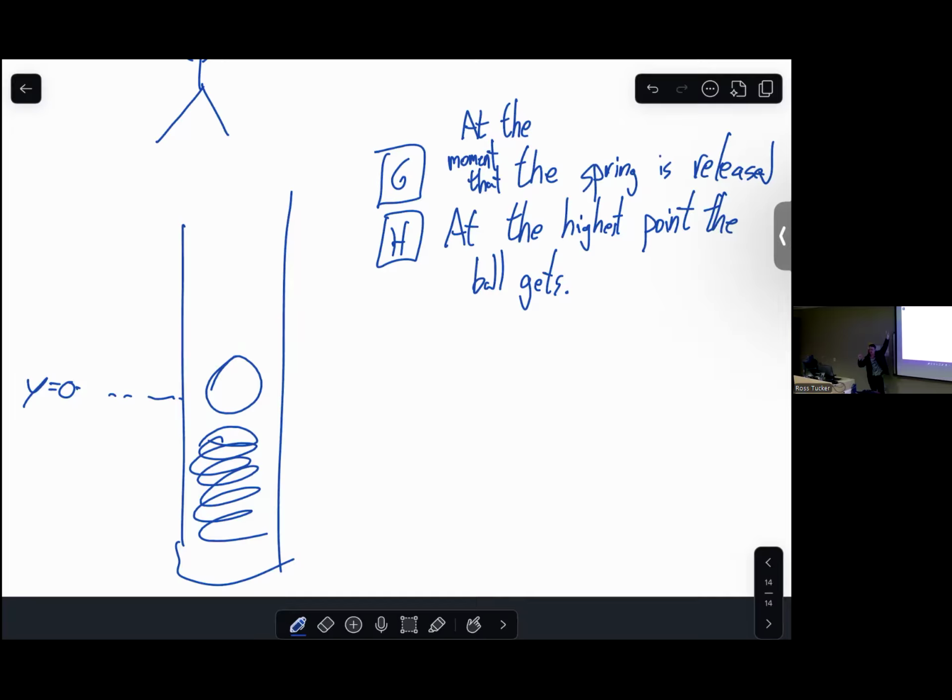Highest point, is the spring compressed? No. Are we moving? No. You're at your highest point. Is there height? You betcha. Correct answer for H is gravitational potential, UG only. Only UG. You are up. You are not moving. There is no spring stretched or compressed.